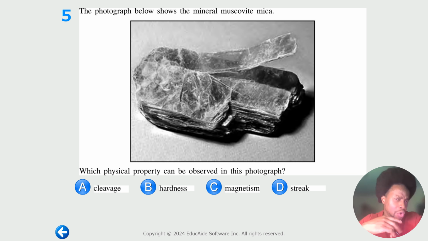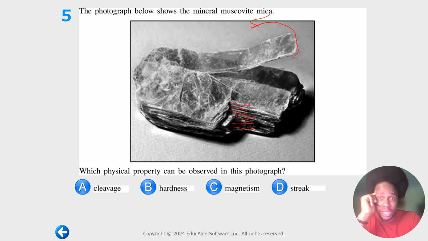The photograph below shows the mineral muscovite mica. Which property can be observed from this photograph? I see that in the photograph it's peeling off like the pages of a book. So you can see that it has different pages here. And this one is actually peeling off in that manner. So if it peels off and it forms a flat surface, we say that is cleavage. So yeah, this definitely is cleavage to me.